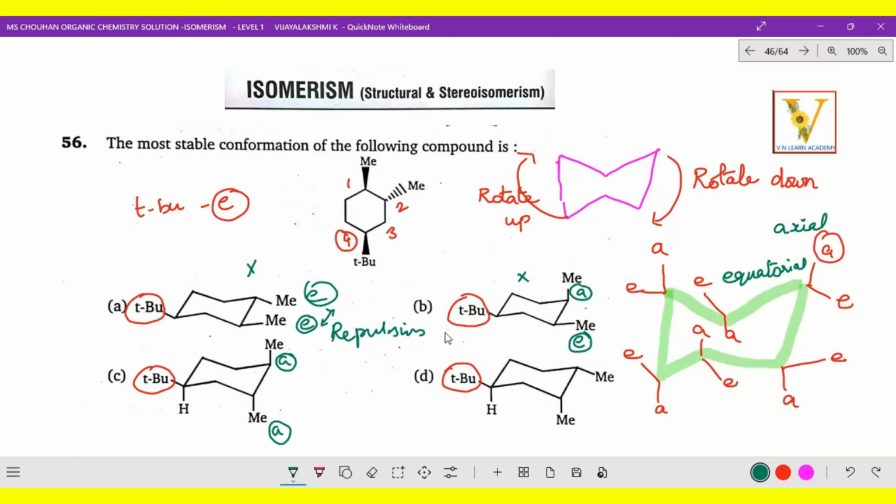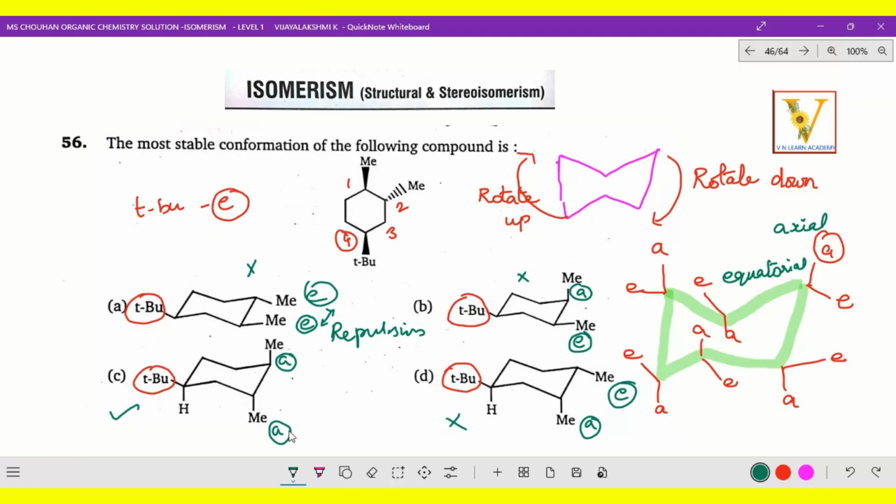So this will be stable. Now come on, last let us check this one. Now this is equatorial, this is axial, so one is axial, the other one is equatorial. This also will not be stable, so compound C is stable. How do we identify it is stable?